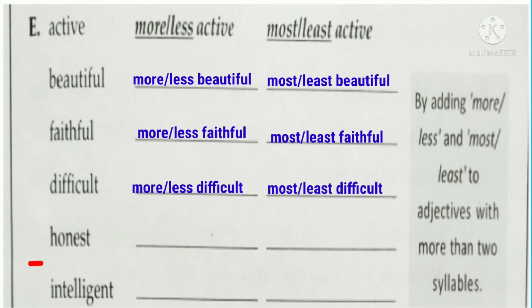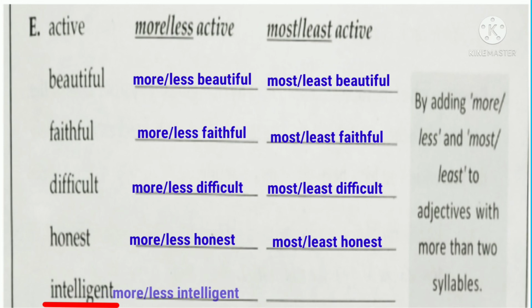The next one is honest. The comparative degree of the adjective honest will be more or less honest, and the superlative degree will be most or least honest. The last one is intelligent, and the comparative degree of the adjective intelligent will be more or less intelligent, and the superlative degree will be most or least intelligent.